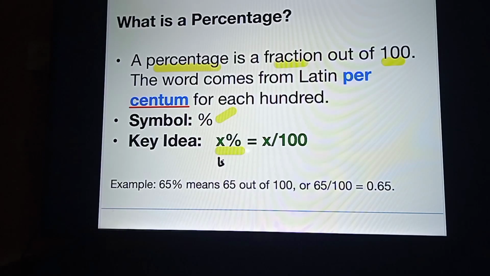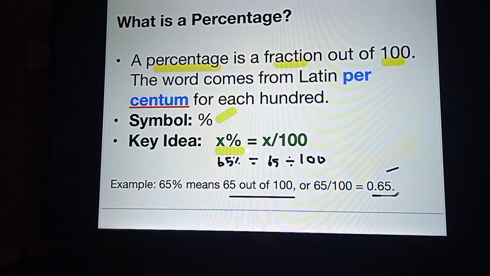In case we write 65%, then this 65% means 65 divided by 100, and this will mean 65 out of 100. So this gives 0.65, a decimal number.